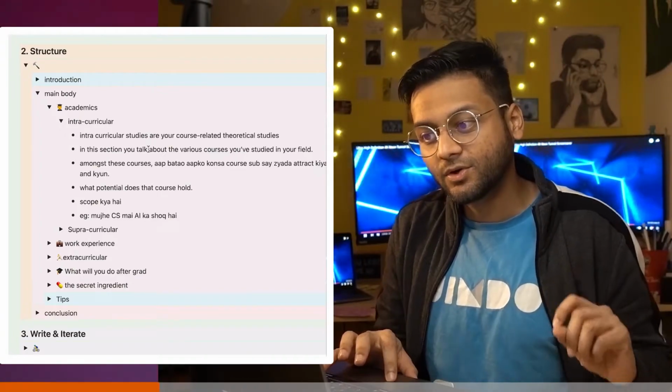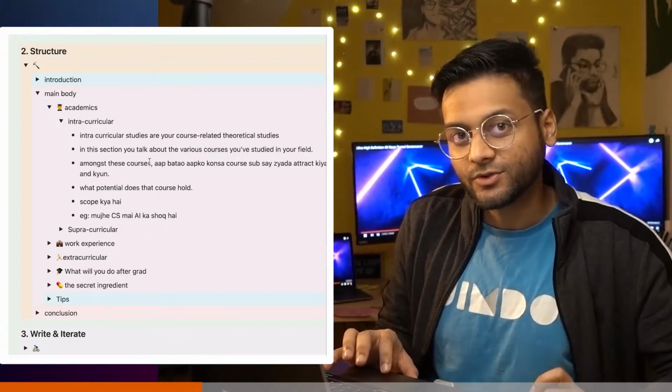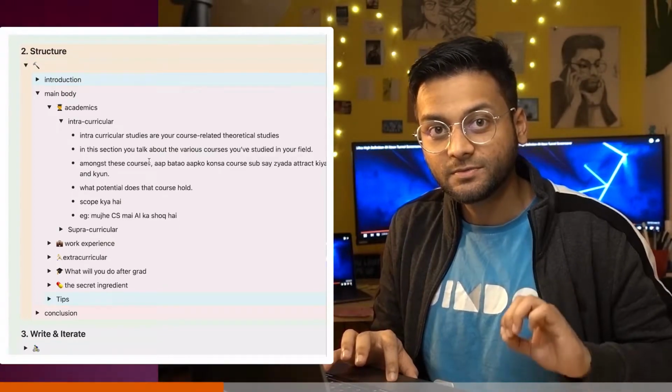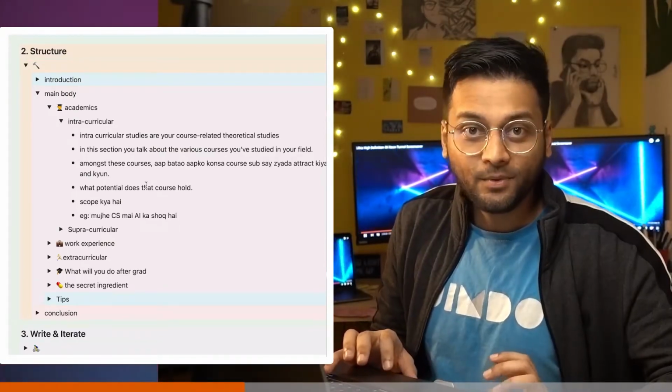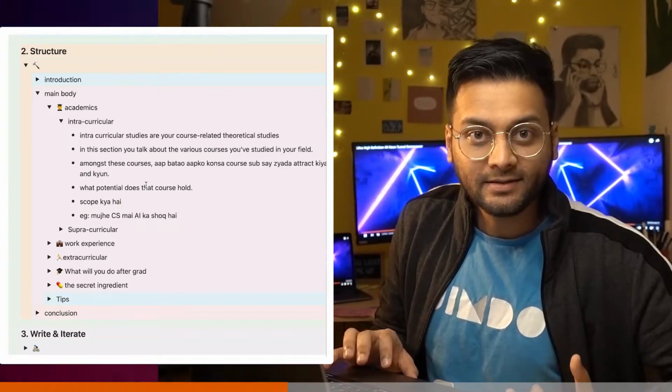In this section, you can talk about the various subjects which you might have studied in your field, and amongst these courses, you should talk about why these courses specifically attracted you, and maybe what potential this course has, or maybe the scope. For example, in computer science, I like data science and AI.